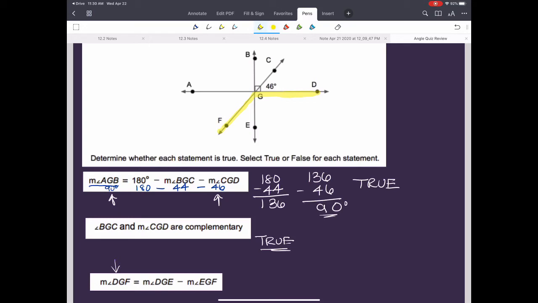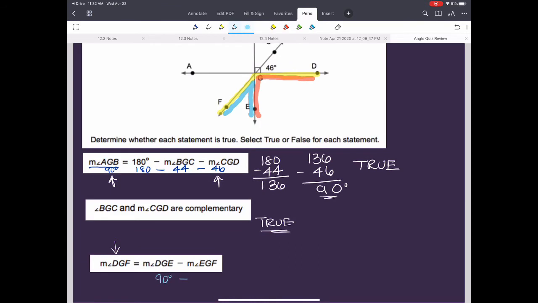So there's where DGF is, equal to the measure of DGE minus EGF. Now what I'm going to do is put some hypothetical numbers in here, and angle DGE is this angle right here, which doesn't have it directly in it, but it has a square right here, which means there's a square right here as well. You can put a square everywhere where there's a right angle and there's intersecting lines. So that's a 90-degree angle.